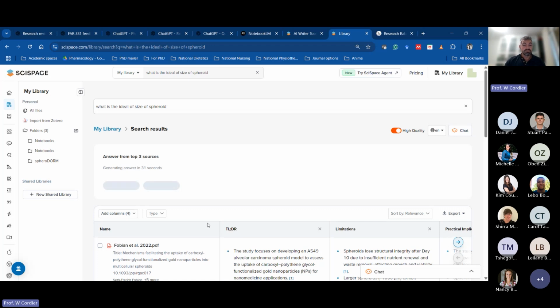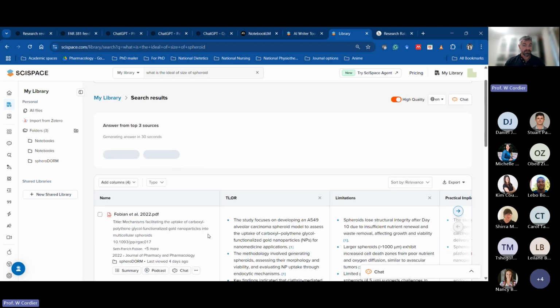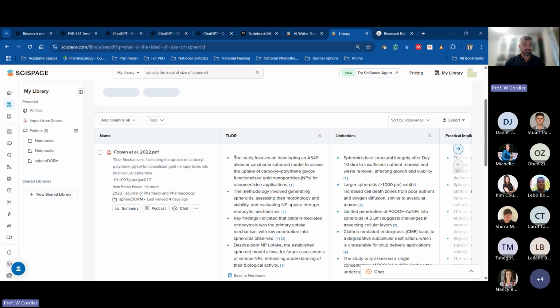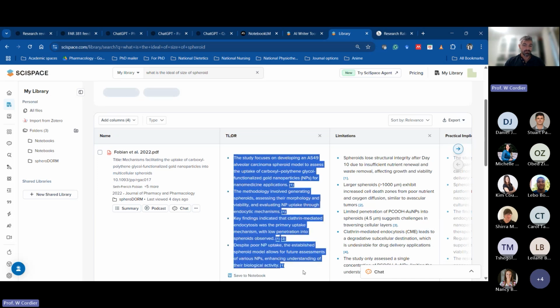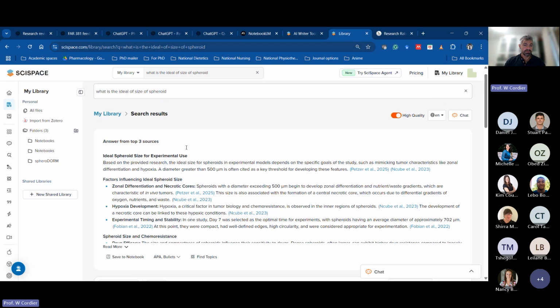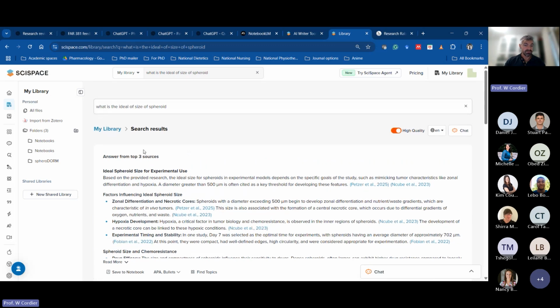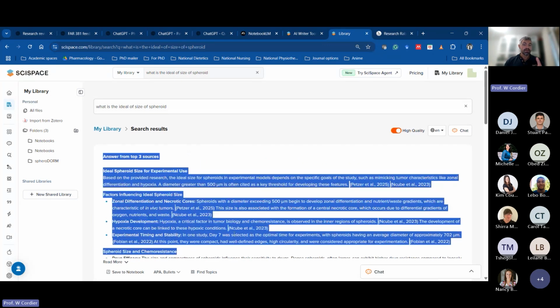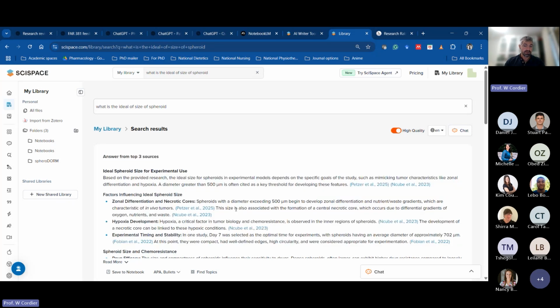If a student doesn't know how to interpret literature, they may not be able to understand whether or not this is a correct interpretation or not. You can, for example, see the ideal size of a spheroid was answered here. Based on the fact that I was a co-author here, I know that this is correct information. I've checked it before. But in articles I haven't checked before, I then trust this information as is.